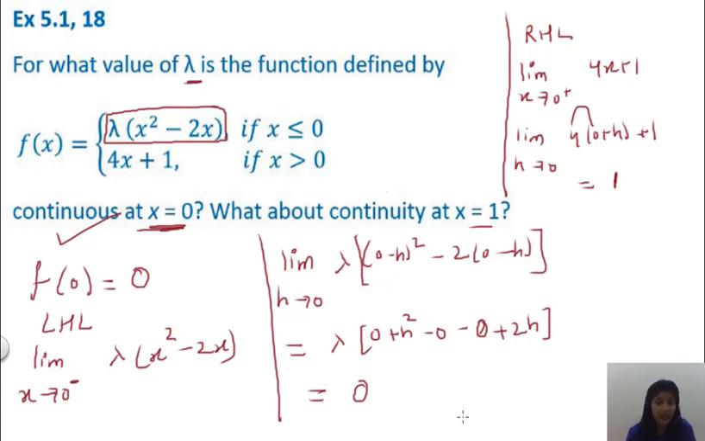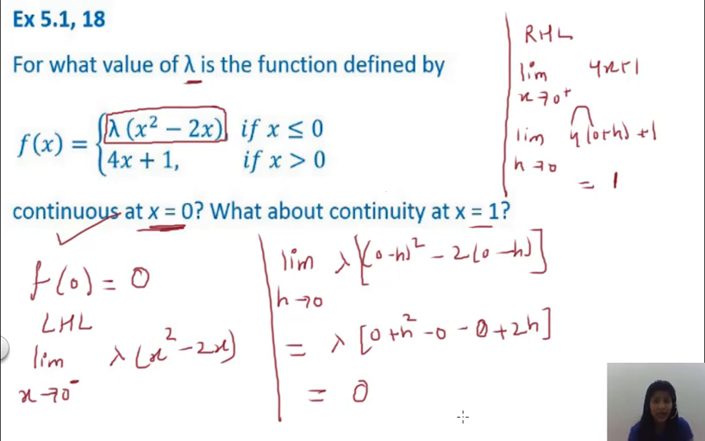So do you see, in any of the cases, if the function is continuous, all of these should be equal, right? And we are getting that in any of LHL, RHL or the function value at x equal to 0, there is no lambda in them. So lambda doesn't affect this. So for no value of lambda will this function be continuous, right? Because lambda is not making any difference in the answers of LHL, RHL and the value of the function at that particular point.